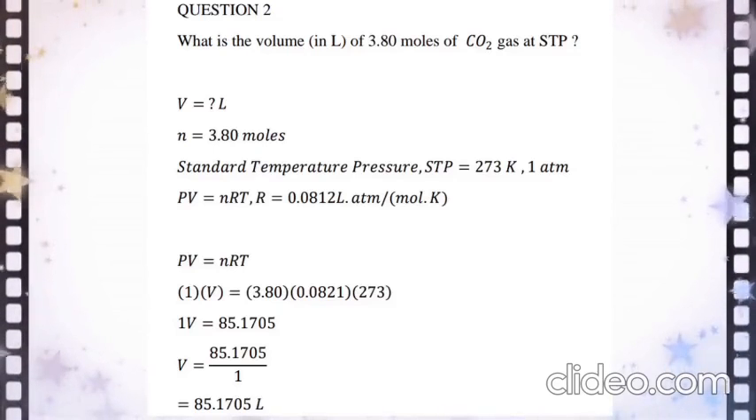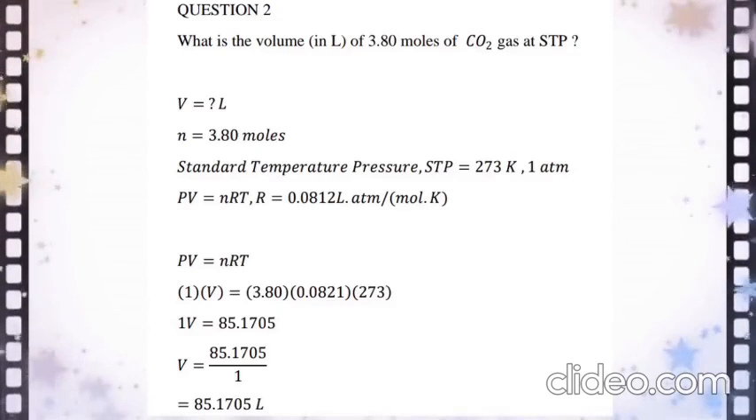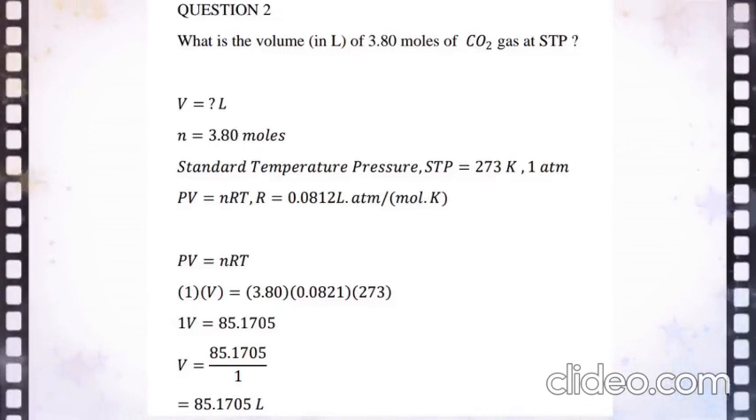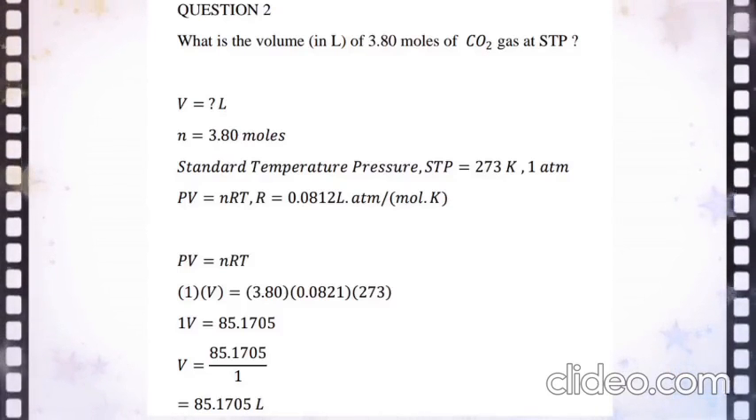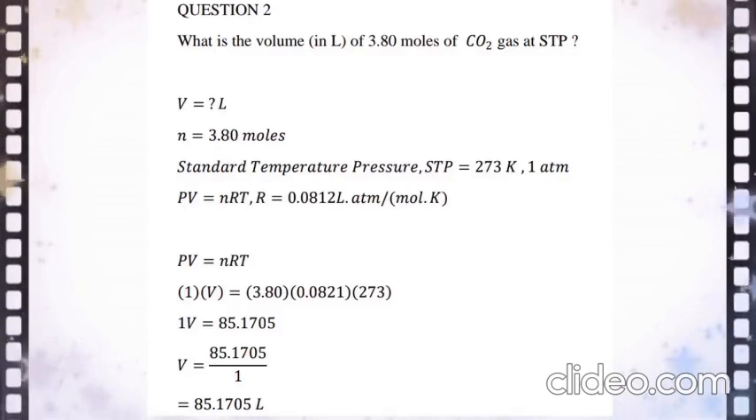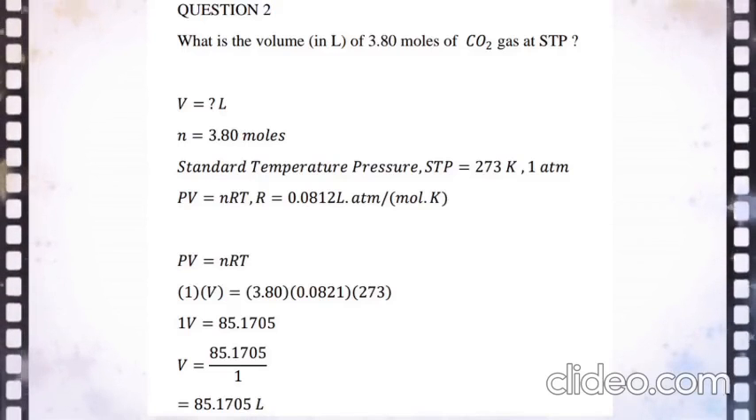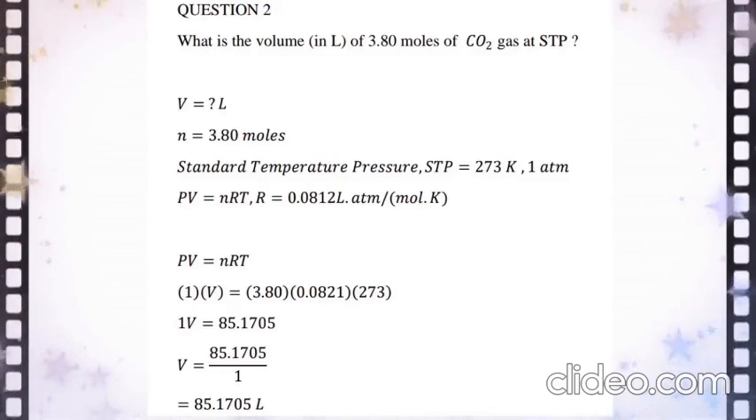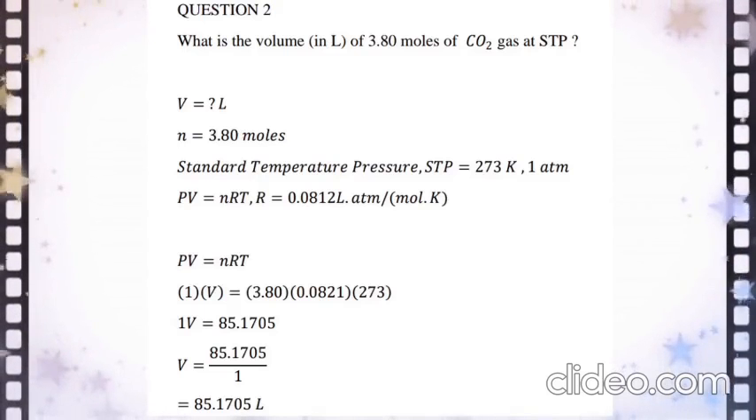And then, the value becomes 1V equals, multiplying all three values, 85.1705. But we still need to find the value of V. So V is equal to 85.1705 divided by 1.